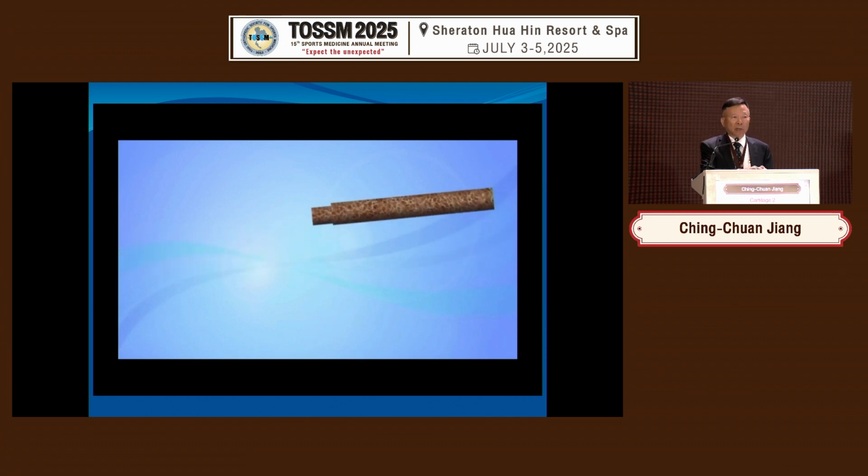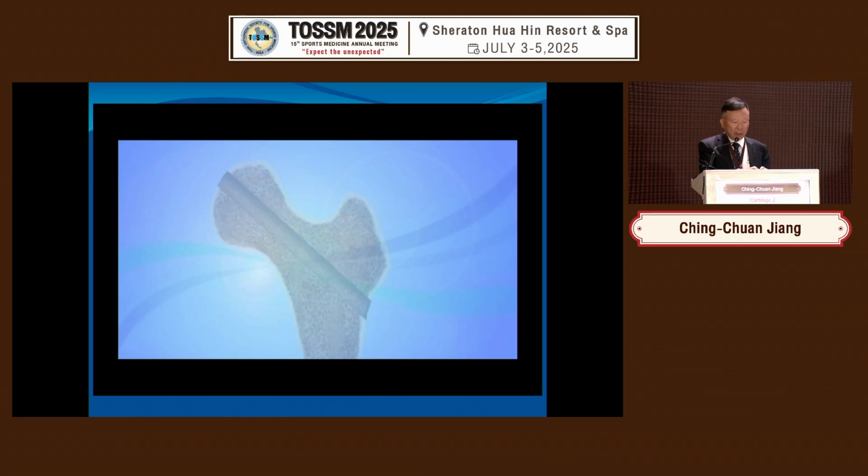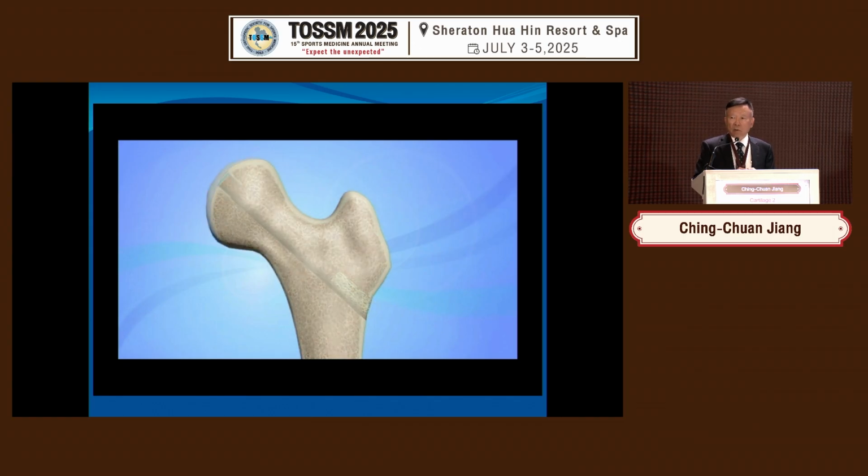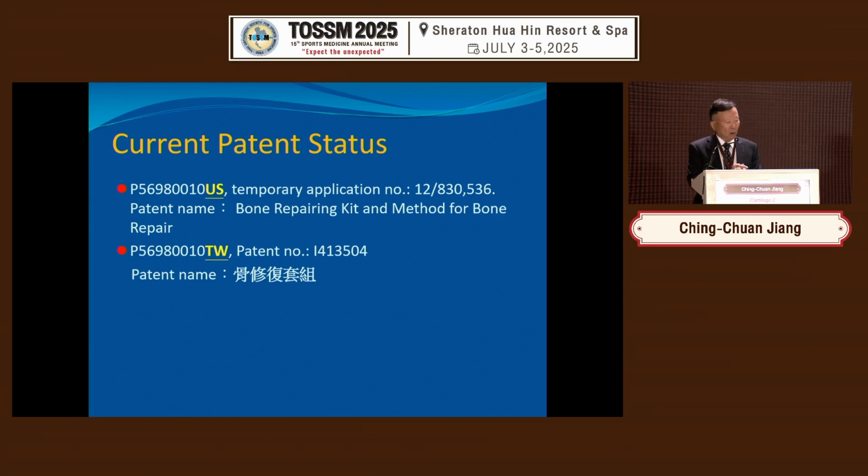So we fabricate the end of this bone column and put the matrix on the tip. Then we insert the whole column of healthy bone back to the original place. On the distal part, there is some bony defect, so we fill up this defect with artificial bone. We own the patents for the cartilage device, a US patent and a Taiwan patent.